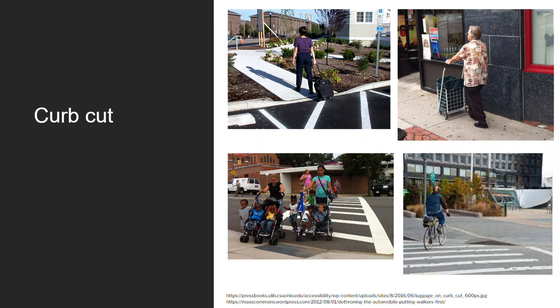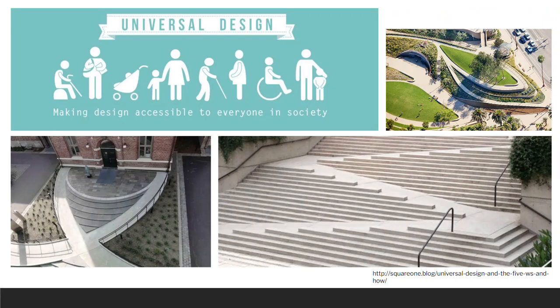But when they created them, they found that they also really help a lot of other people, in strollers and wheeling luggage and such. So a change for one type of person that was structural like this ends up helping a lot of people. And that's where we come to universal design. We're making design accessible to everyone. So here's just some other images they talk about. Instead of stairs, we're going to make something that everyone can participate in, etc.